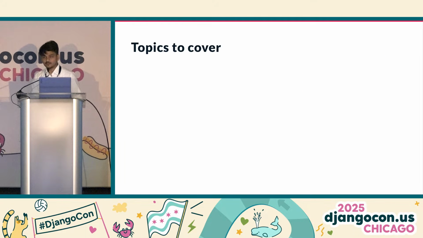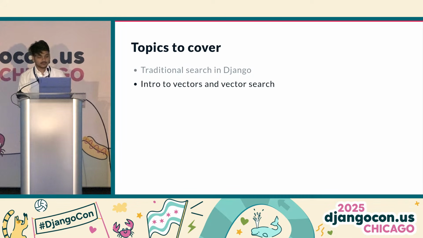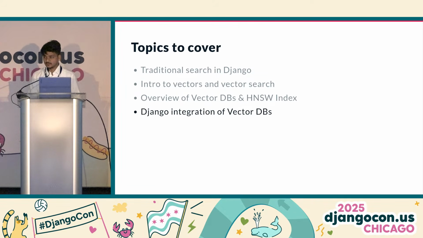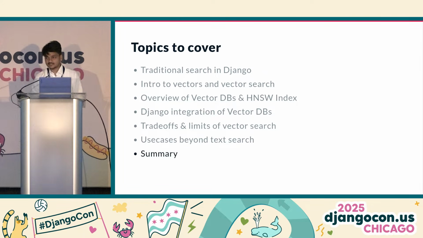So first of all, the topics to cover: we'll briefly talk about traditional ways of building search in Django, and then we'll talk about vectors and vector search, and a bit about vector databases and the HNSW index, which powers vector search. And then comes a bit of snippets for integration into Django, and then a bit about trade-offs and limits of vector search. And finally, some more use cases which are beyond text search, which are just impossible with traditional search mechanisms.